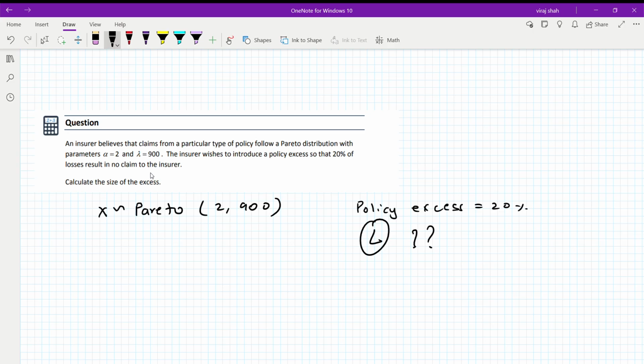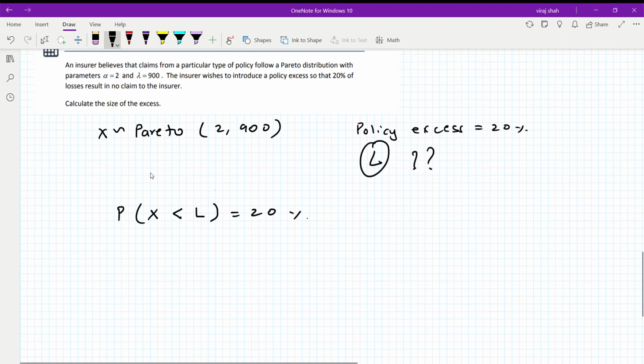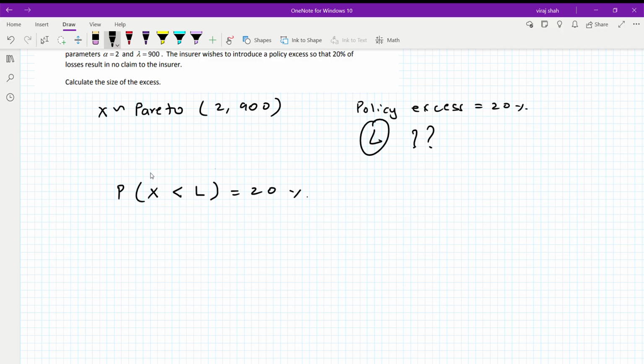So they are telling that the probability of your claim amount being less than your policy excess value must be equal to 20%. The insurer wishes to introduce a policy excess such that there is no claim. If the loss is less than the excess, then there is no claim. So no claim is equal to 20%. Okay, understood? Now you know that X is less than L, so this is nothing but F_X of L.